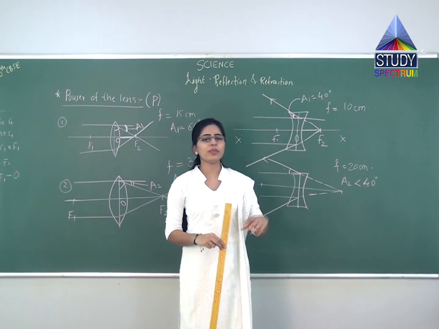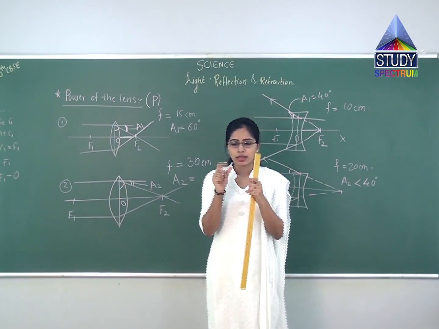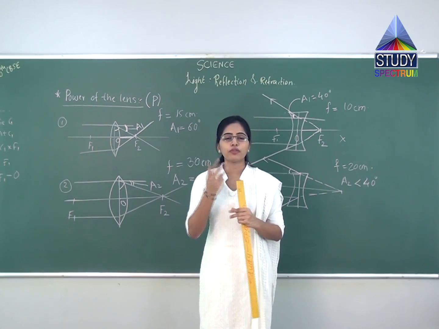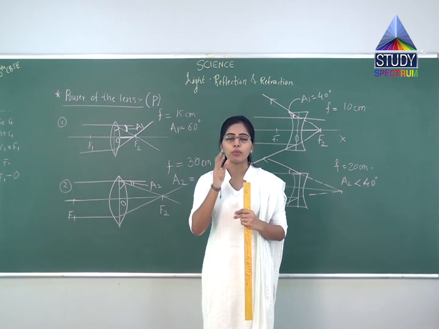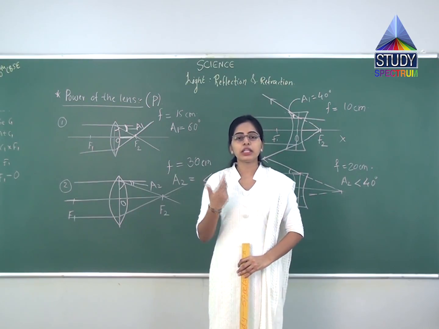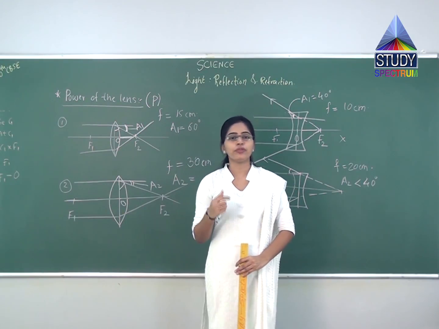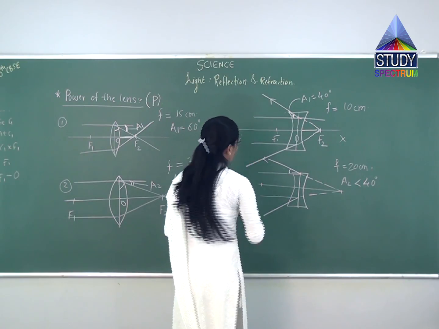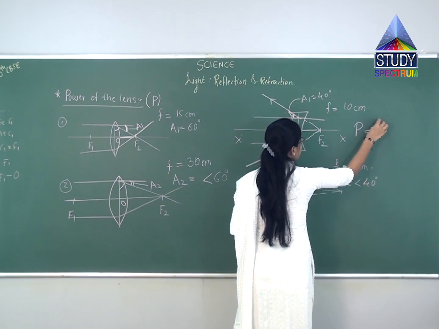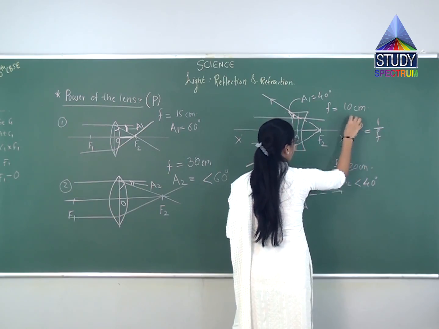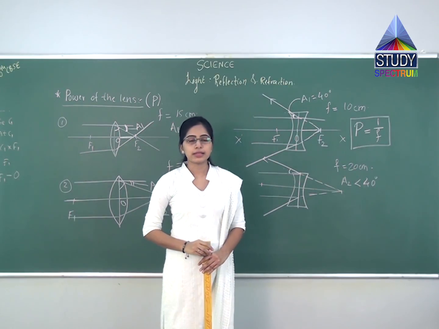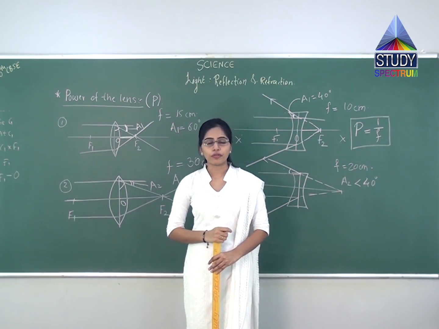So now, why I am explaining this: the angle of divergence or angle of convergence will depend upon the focal length of the lens. So here we define a new quantity which is related to focal length. It is called power and it is denoted by P, and it is the reciprocal of f. That is, 1 upon focal length is the power of the lens.